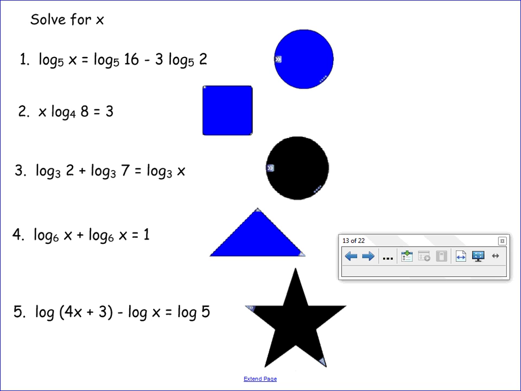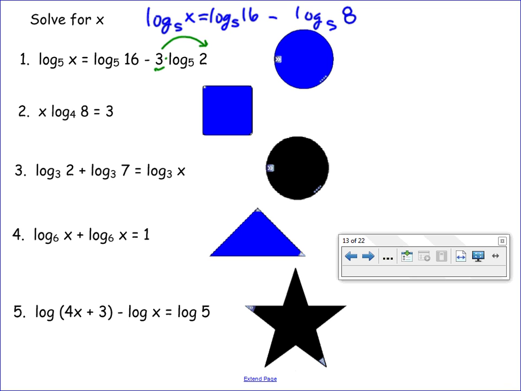Okay, so do I currently have coefficients of 1 on each of my logarithms? Do I have coefficients of 1, Heather? No, and so first we're going to kick this constant multiplier, that 3, up on top of the input in my logarithm as an exponent, and rewrite. So my first step is to rewrite this as log base 5 of x equals log base 5 of 16 minus log base 5 of, and we're going to kick that 3 up on top of the 2, so that becomes log base 5 of 8.